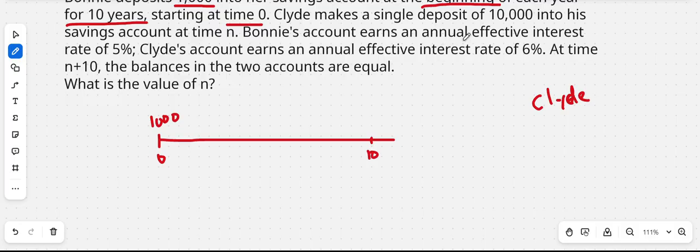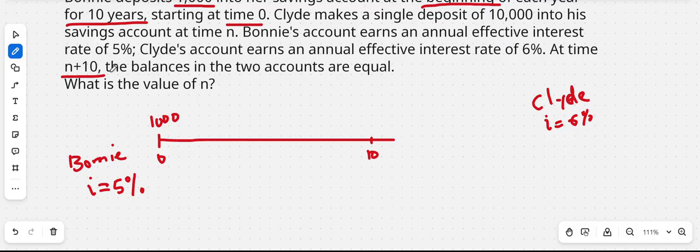Bunny's account earned an annual effective interest rate of 5%. So I'm going to write Bunny here, and then R is equal to 5%. So Bunny's account earns an annual effective interest rate of 5%. Clyde's account earns an annual interest rate of 6%. So that of Clyde is going to be 6%. So at what time? We have at time n plus 10, the balances in the two accounts are equal.